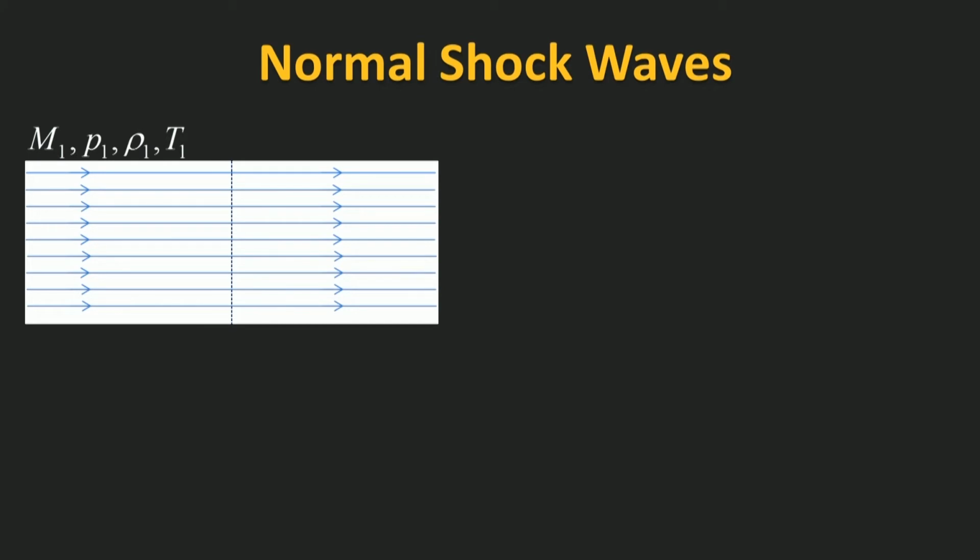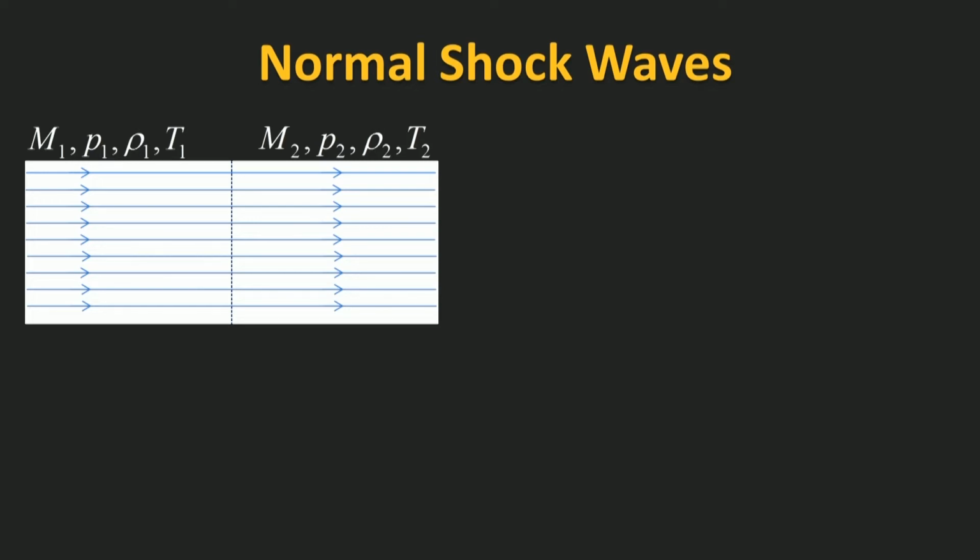So the gas starts at condition 1, Mach number M1, static pressure P1, static density ρ1 and static temperature T1. Immediately behind the shock, each of these properties of the gas change, and we denote the conditions as state 2, so M2, P2, ρ2 and T2.